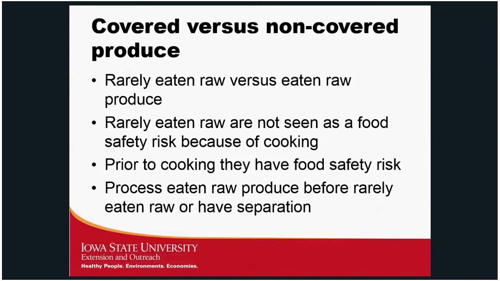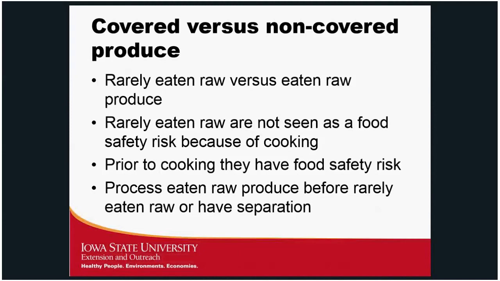Another question I frequently get is, is my produce covered or not? What we need to determine is whether the produce is rarely eaten raw versus eaten raw. So the difference between a potato and a carrot, for example. A carrot, you're typically eating raw without any processing. A potato, you are going to cook, so there's that cook step. Rarely eaten raw produce items are not seen as having a food safety risk because you're cooking it and eliminating the bacteria.